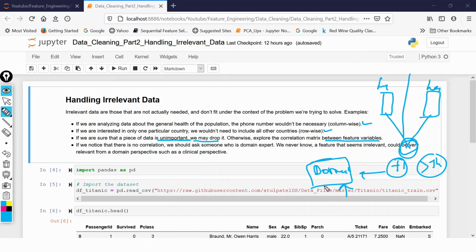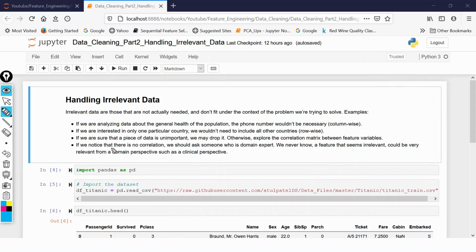So it's better, before deleting any column, if you are a domain expert, then you can take the decision at your end. But if you are not a domain expert, it's always suggested to discuss with the domain expert before removing any column or finalizing your features. So it's always recommended to try to include a domain expert during our analysis. If we notice that there is no correlation, we should ask the domain expert, as I told you. The same thing is mentioned here.